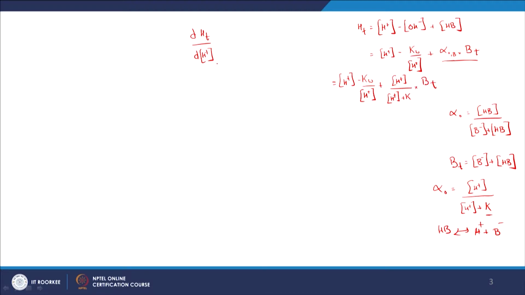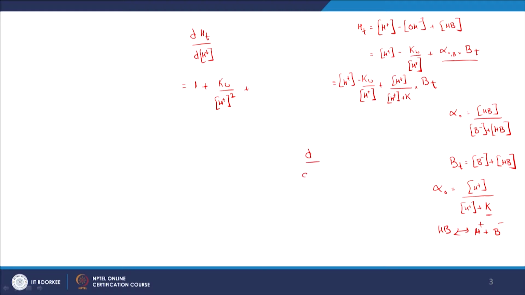And now the derivative of that particular equation, that's what we are going to look at here. That's going to be equal to 1 minus KW by H plus square, is it? Okay, right, it's going to be plus, and then now we have f of x by g of x.